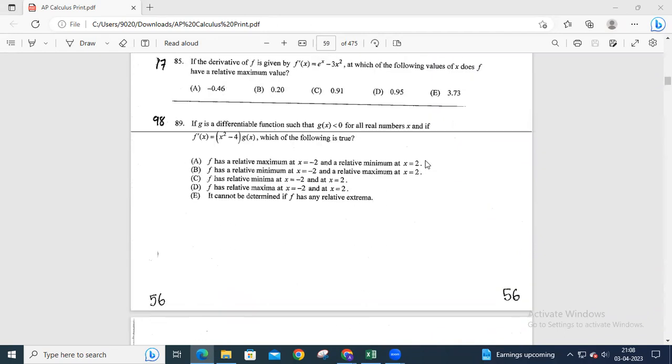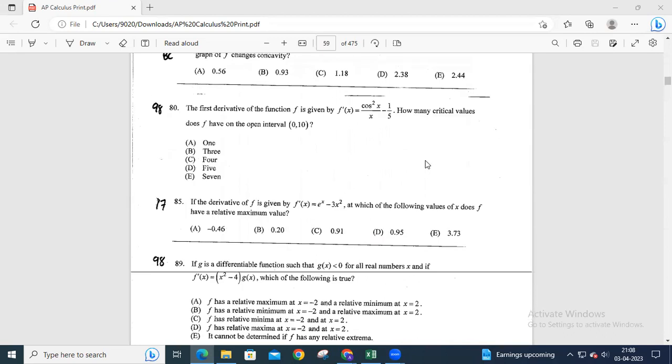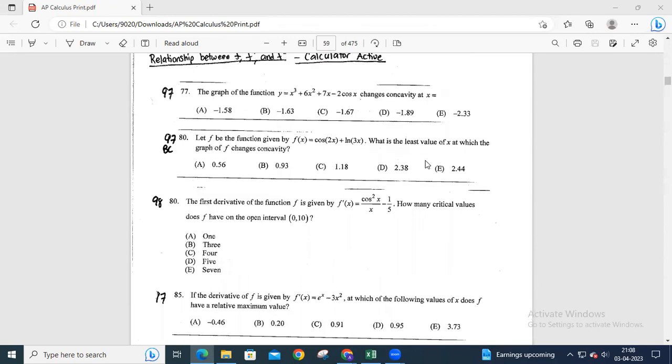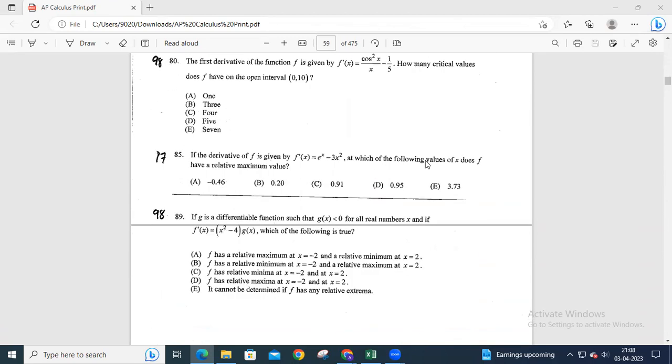And I asked you to do calculator active. I don't know how many of you have done. You need to open up and please do. If you can do, then things will be good. If not, nothing can be done here.